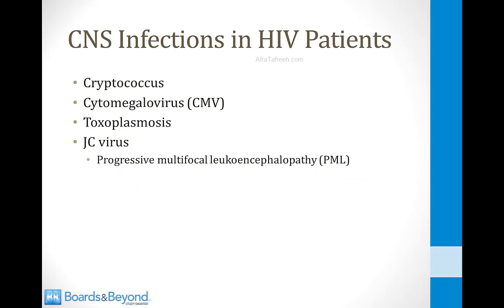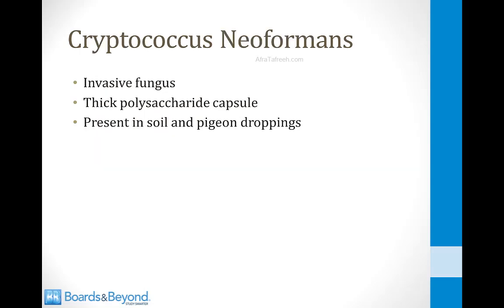So there are four important infections of the central nervous system that happen to HIV patients. The first is cryptococcal meningitis, there's cytomegalovirus and toxoplasmosis, and then finally there's a condition called progressive multifocal leukoencephalopathy, which is caused by the JC virus. And so we'll talk about all four of these in this module today.